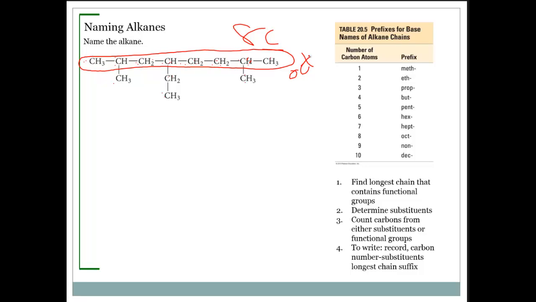Now I'm going to go back and look at what I did not circle. I have one here, and one here that's not circled. One carbon is meth. So these are both meths. Two carbons is eth.